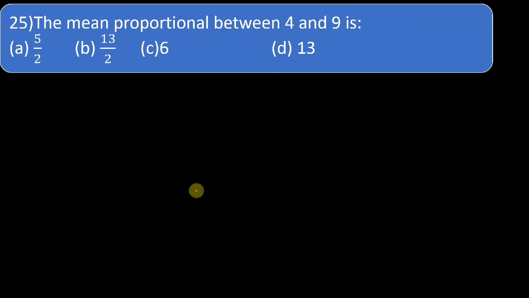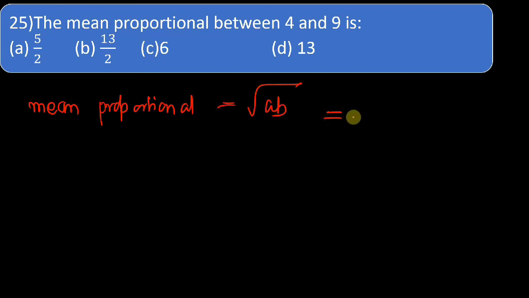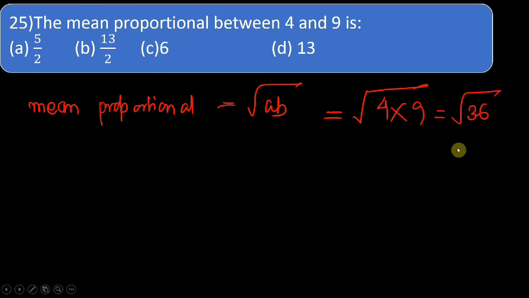Next, the mean proportional between 4 and 9. We are told to find the mean proportional between 4 and 9. Students, try to remember these things. This is a very, very important part. Try to memorize these formulas, otherwise this will not allow you to get good marks in the examination. So mean proportional means root over AB. So here the correct answer will be root of 4 into 9, that is root 36. So 36 means what? 6.